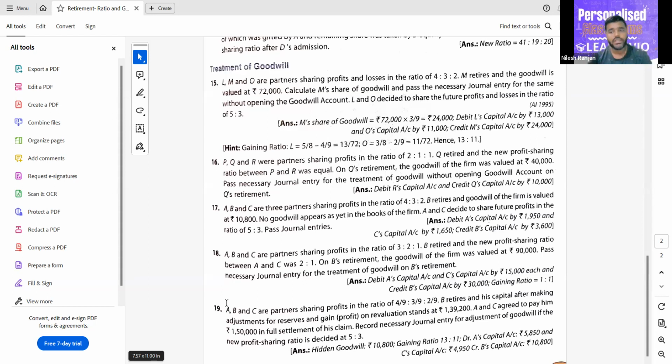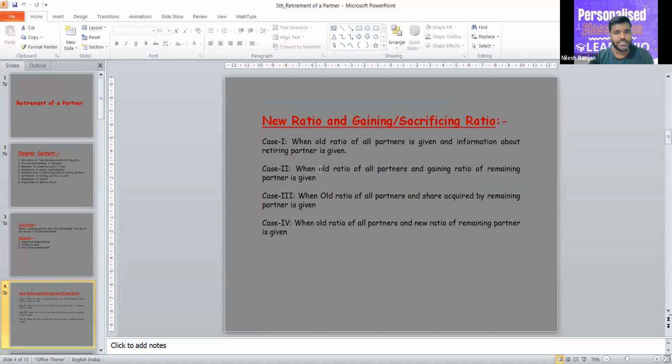Is there anything you want to ask now? Do you have any doubt in this topic or any previous topic? I just wanted to know, for finding the new ratio, do we first do 1 minus the sacrificing ratio? No, that is the concept of the admission chapter. There are different concepts, so you cannot use the concept of one chapter in another. I have already taught you different cases in case of retirement. So, how can we find the new ratio? These are the cases.